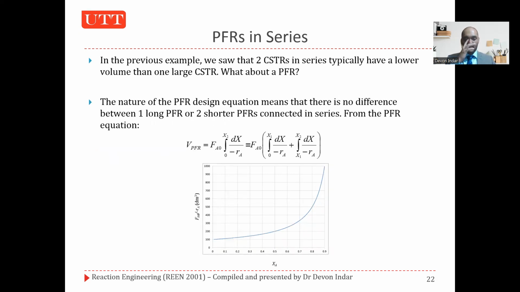What about plug flow reactors? Is there any benefit for us in using two shorter plug flow reactors versus one long one? Well, mathematically, since we're integrating 1 over minus RA with respect to XA, and this isn't going to change along the length of the reactor, numerically this upper limit here would just cancel with this lower limit here. And so analytically, you can see the volume would work out to be the same if we split it into two or if we left it as one. But the Levenspiel plot is a very useful tool for us to visualize, so let's make use of it.